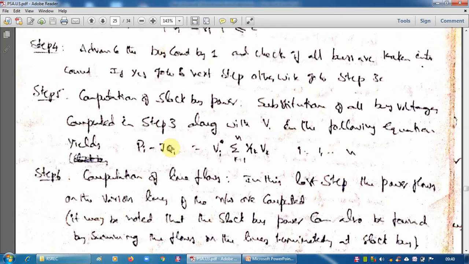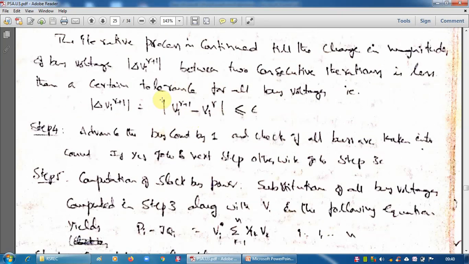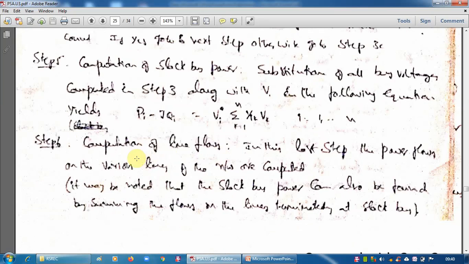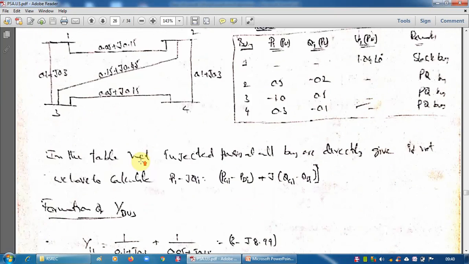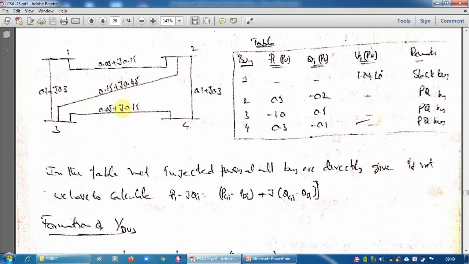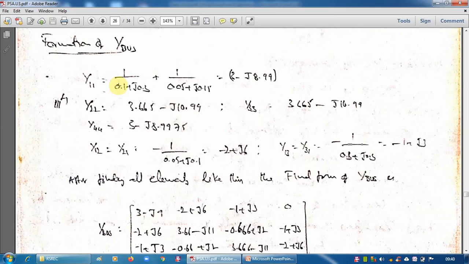And after all buses are over and the convergence criterion is also satisfied, now the final steps are determination of the left out bus, slack bus, the power of that slack bus, and determination of line loss, that means line flows, power flows in all the lines, computation of line flows. These are all the steps we have seen, with an example problem also by taking a 4 bus system.